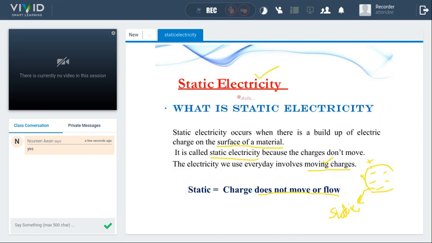Here we have static electricity. Static electricity occurs when there is a buildup of electric charge on the surface of a material. Like this, if there is a positive or negative charge on the surface, then it means that charge is static. And what is the concept of static? Static means not moving. So the charges that don't move are discussed in static electricity, and those charges which are moving are discussed in electricity.